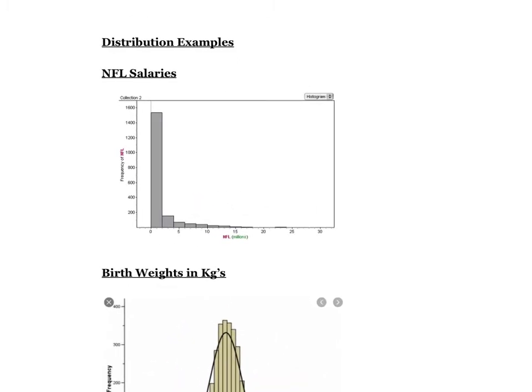This is a graph of NFL salaries. It's from 2015. Okay, so it's a little older. But if you look, the x-axis is NFL salaries in millions, and then this is frequency of NFL. That means how many players in each one.